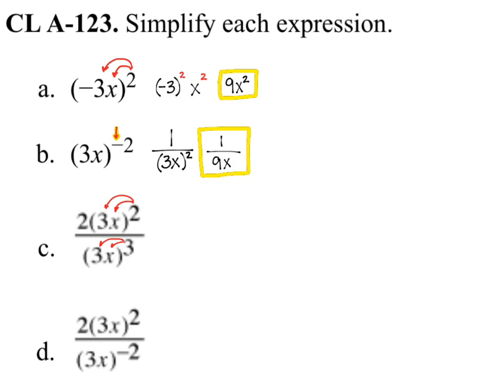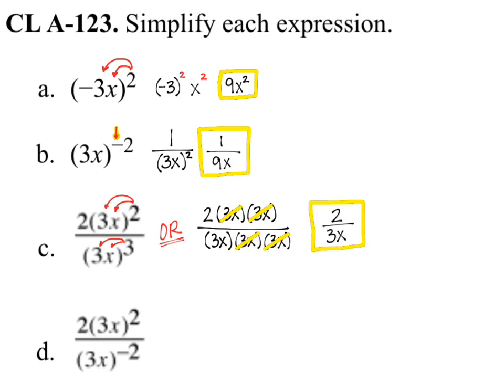But there's another way to look at this. I'm just going to write it out that I have 2 times 3x in the numerator, because 3x quantity squared is just 2 groups of 3x. In the denominator, you've got 3 groups of 3x, and we've got some cancellations that can happen, and our final answer is 2 over 3x. So I thought writing this out seemed a little bit faster and simpler.